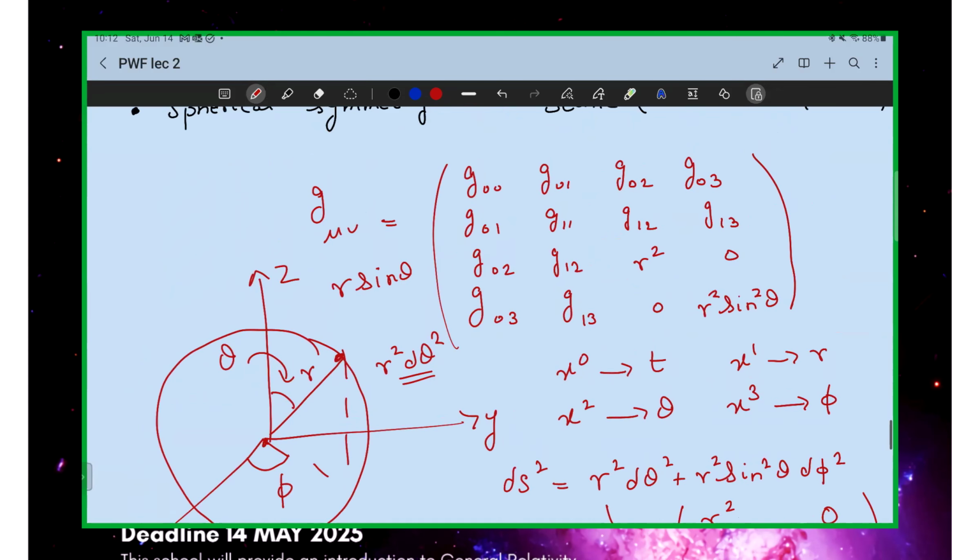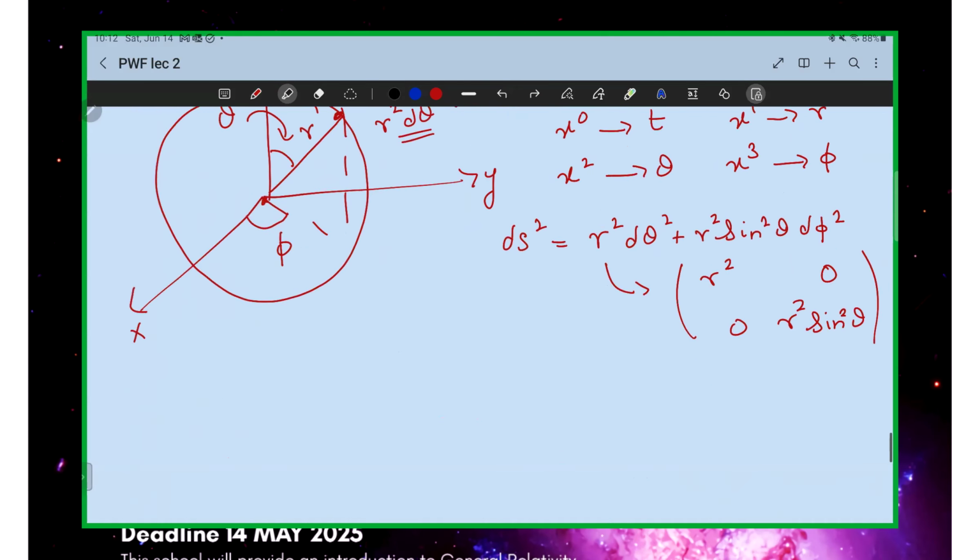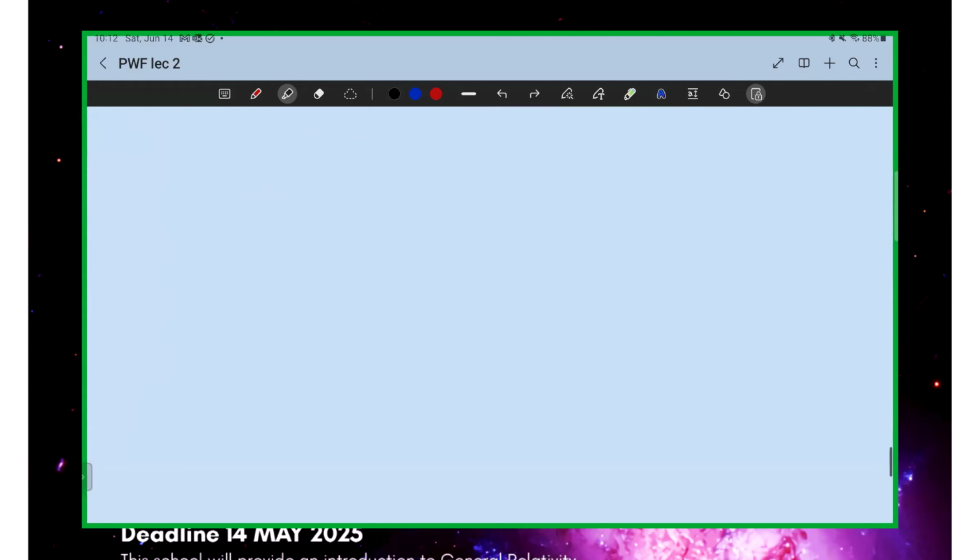So we have taken care of three components. We still need to take care of 1, 2, 3, 4, 5, 6, 7. Now, I will argue that 5 of these components are actually 0, right? How do I show that? Let's talk about G01.